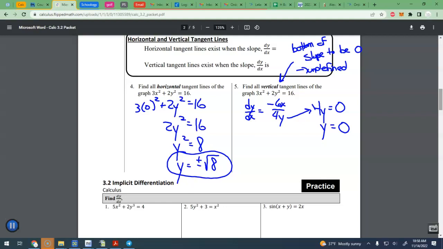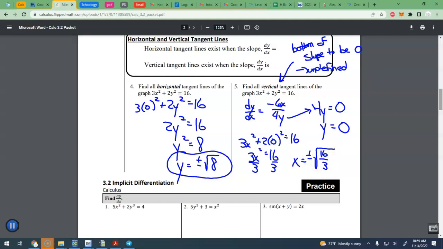So 3x squared plus 2 times 0 squared equals 16. So 3x squared equals 16. And I can see at this point that not much good is coming from this, because I'm going to have to divide by 3 and then square root it. So I could say x equals plus or minus the square root of 16 thirds. And actually, let's just do that for today.